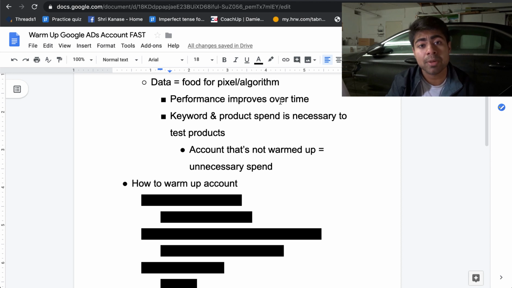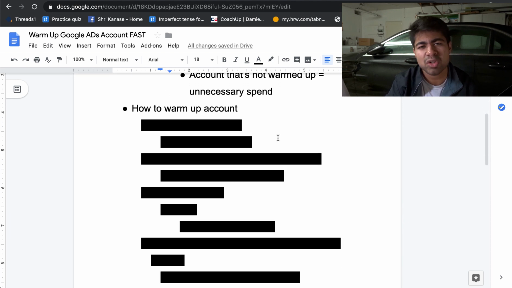So knowing how to warm up your account correctly will save you a lot of money in the long run, and also will get you more profitable much earlier. But now that we've discussed how this really affects your Google Ads account and why this is so important, let's understand a few strategies as to how to warm up your account faster.